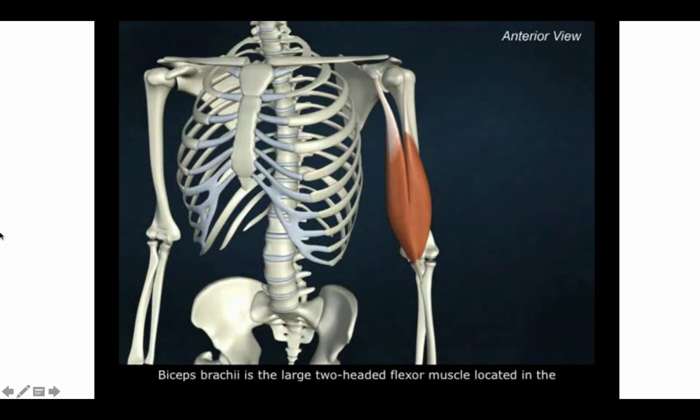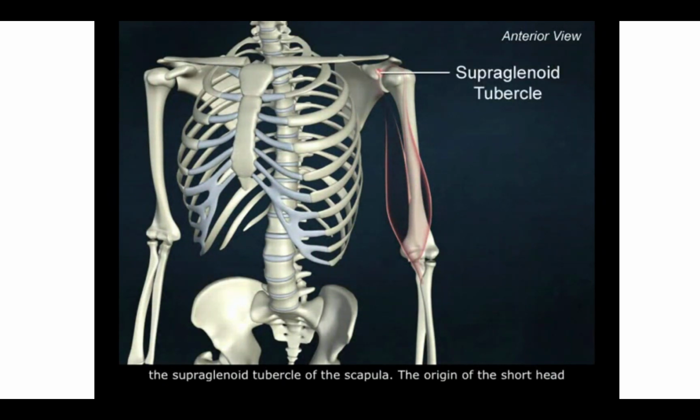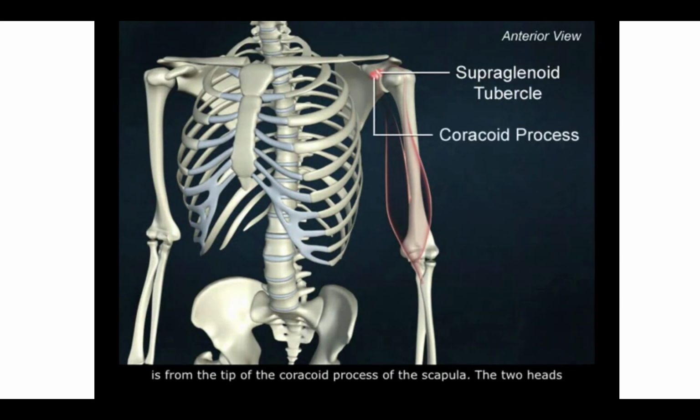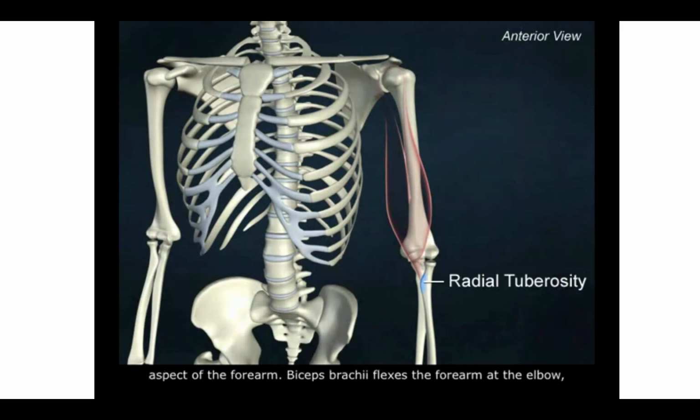Biceps brachii is the large two-headed flexor muscle located in the anterior compartment of the arm. The origin of the long head is from the supraglenoid tubercle of the scapula. The origin of the short head is from the tip of the coracoid process of the scapula. The two heads insert by a common tendon onto the radial tuberosity and by the bicipital aponeurosis, which blends with the deep fascia on the medial aspect of the forearm.